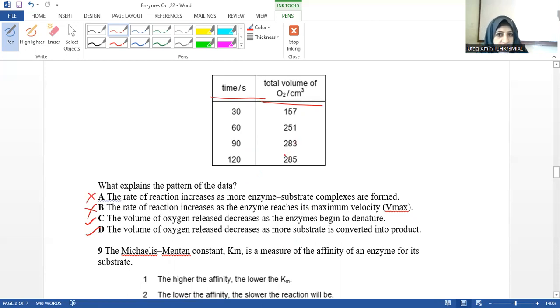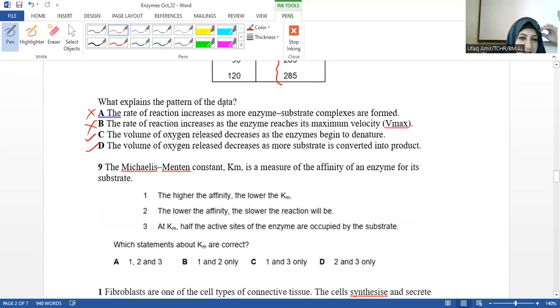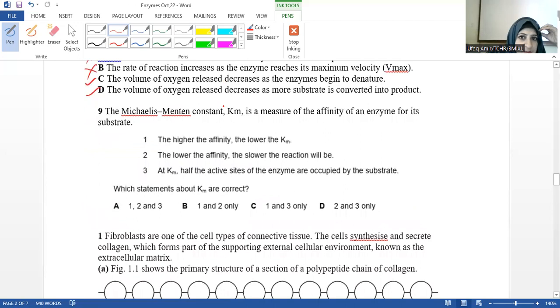There is an increase in the volume of oxygen. So it says that the volume of oxygen released decreases as the enzyme begins to denature. That's wrong. The volume of oxygen released decreases as more substrate is converted into product. Why has the volume of oxygen released decreased here? The gap keeps getting smaller, 283 to 285 only, while here how big the gap is between 30 and 60 seconds. So you can see the volume of oxygen released decreases, a ratio decreases as more substrate is converted into product. So we need to add more substrate as well at this point.